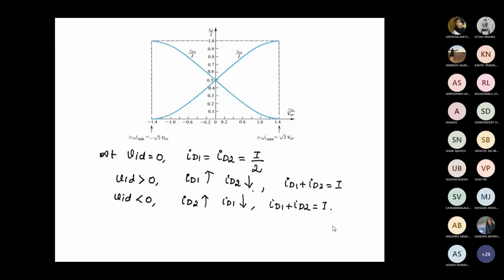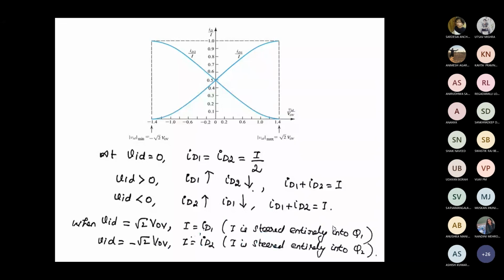Okay, so now when VID is equal to root 2 times the overdrive voltage, that is when VID reaches its maximum, then the capital I will be totally equal to the drain current ID1. So I is totally steered in the Q1 transistor. Similarly, on the negative side, when VID is the minimum, minus root 2 VOV, then I will be equal to the total drain current ID2, so Q2 is working. Here on the right side Q1 works, on the left side Q2 is working.